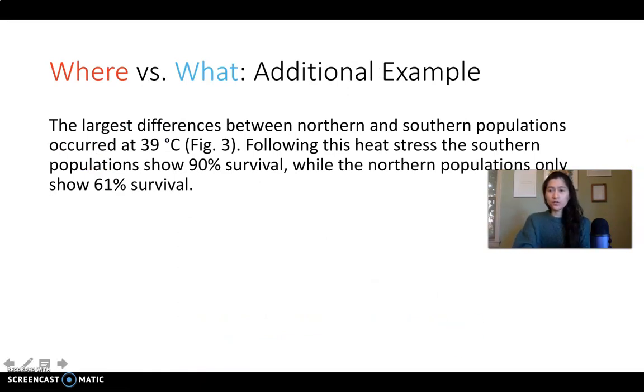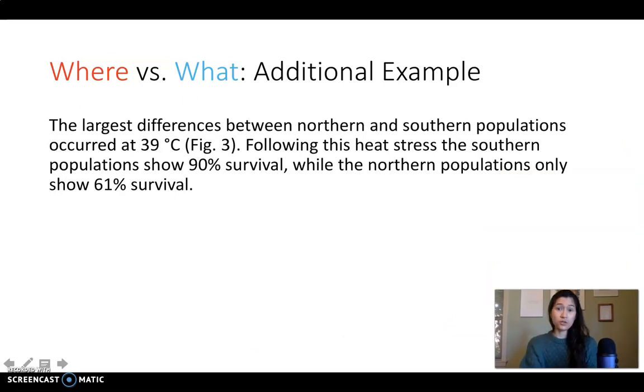This is pulled from one of my research papers from grad school. So this sentence says the largest difference between northern and southern populations occurred at 39 degrees C. Just for some background, this paper is looking at if you take snails from northern or southern California and you expose them to warm temperatures, do they survive or not? What are their survival rates? So that's what this study is about. And the second sentence says, following this heat stress, that's high temperatures, the southern population showed 90% survival, while the northern population showed only 61% survival.